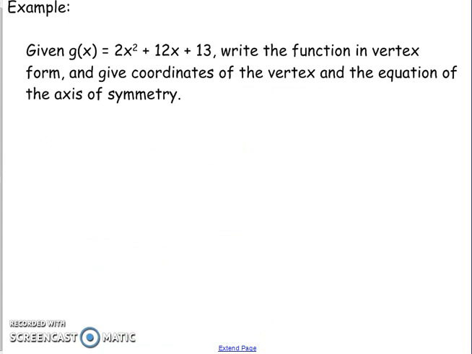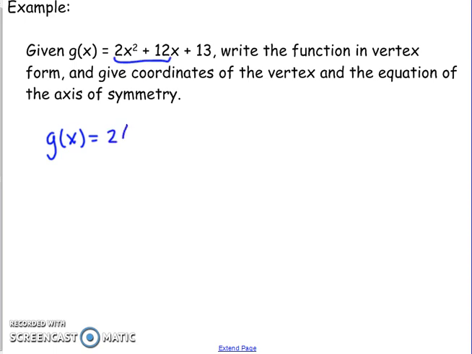Okay, so here's an example where a is not 1. So we're going to do the same kind of idea. What we want to do is take the GCF out. So the 2 we want to take out. We always want the x squared term to have a 1 as the coefficient. So whatever that coefficient is, we want to take it out. But we only want to take it out of the first 2 terms.